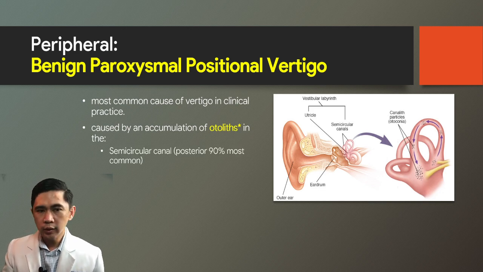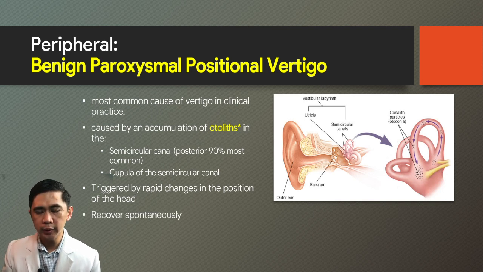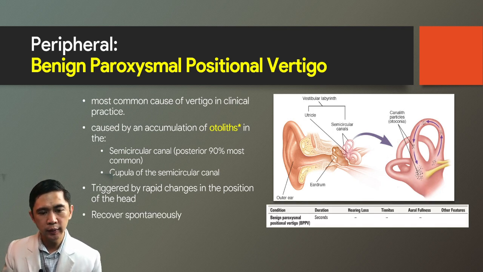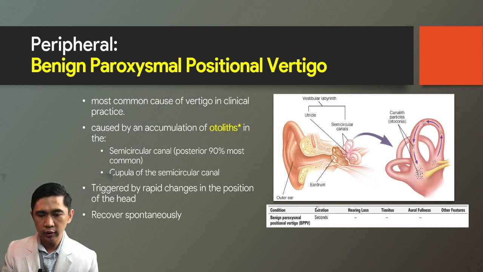The most common BPPV is found in the posterior semicircular canal. BPPV is triggered usually by rapid changes in the position of the head, and around 80% will recover spontaneously. BPPV is dizziness caused by stimulation of the semicircular canals by the otoliths. Its duration is seconds, and there is no associated hearing loss, tinnitus, aural fullness, or other features.